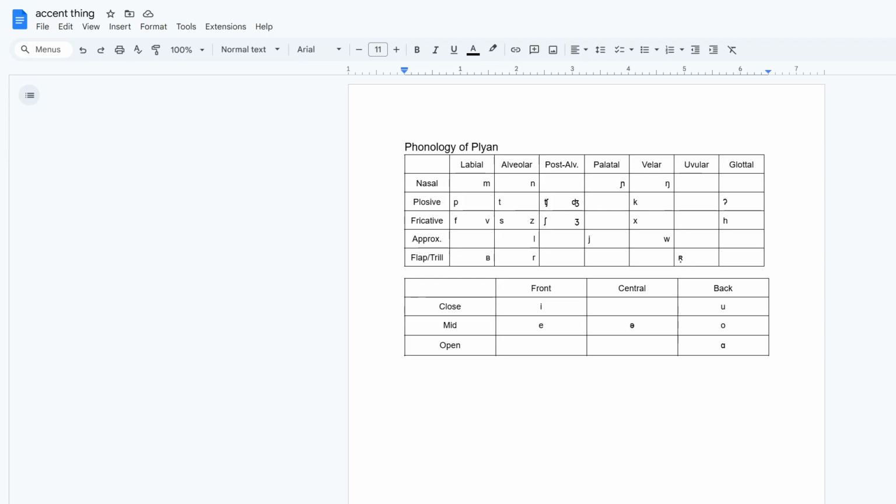Guys, so recently I was making a fictional foreign accent for English, and I realized that there weren't really any tutorials on how to do that, so I thought I'd show you guys my thought process for that. So here I have the phonemic chart of my conlang plugin, and this is the language I'll be using as an example to make an accent of.